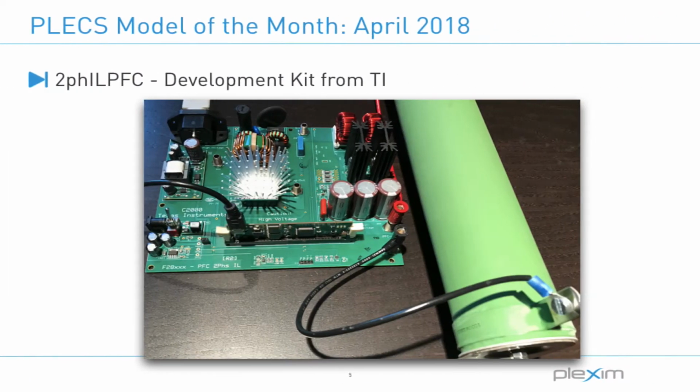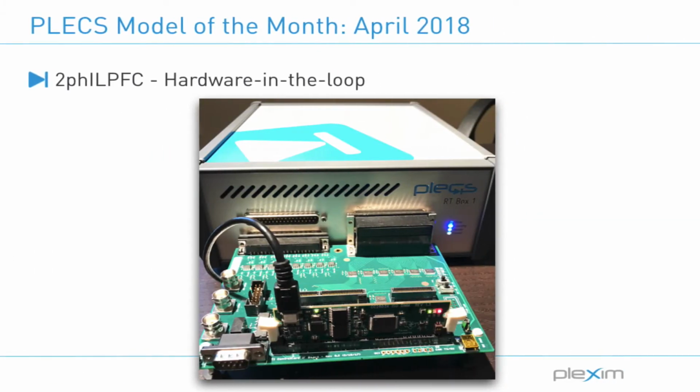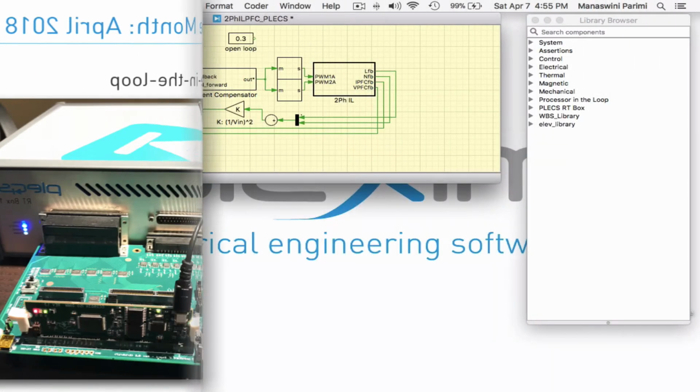In the second scenario, we have the entire hardware setup from TI. The plant stage is a two-phase interleaved boost PFC board with a load of 300 ohms, and the control stage is a TI 28035 Piccolo control card. In the third scenario, we have a hardware-in-the-loop system, where the plant is running on the RT box and the controller is the same as in the previous scenario, which is the TI 28035 Piccolo control card.